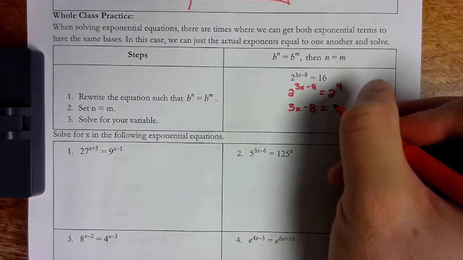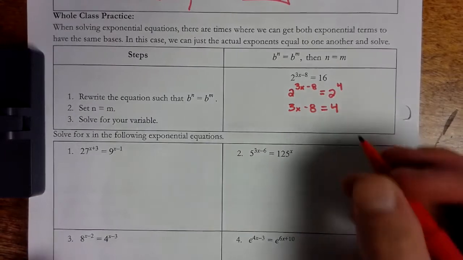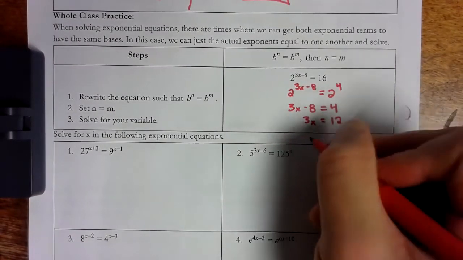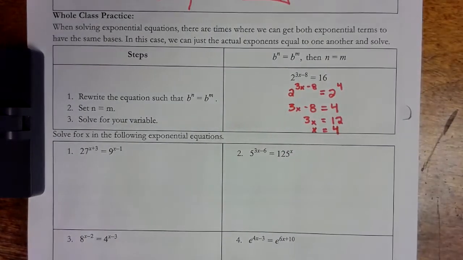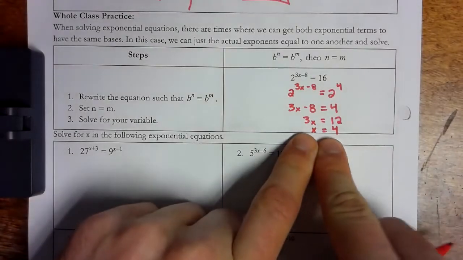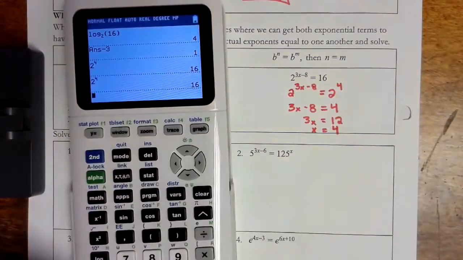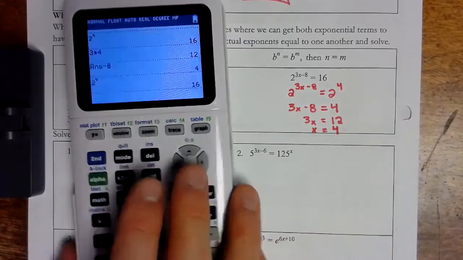3x minus 8 equals 4. And that's really easy to solve, right? That's just a linear equation now. And so I can add 8 to get 12, divide by 3, and I get x equals 4. Pretty simple. Now, if you're not confident about this answer, check it. If you plug this in, 3 times 4 is 12, minus 8 is 4, 2 to the power of 4, we've now seen for the third time, is 16. So that does work out.